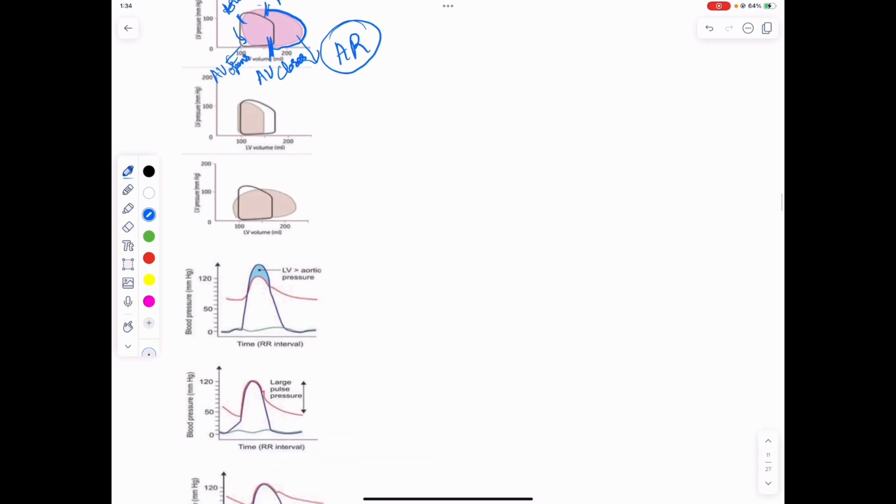Now we move on to the next part, that is left ventricular pressure. So what are we dealing with? See, at this point it is getting thin, so we know that we are dealing with stenosis. Here it is getting thick, so we are dealing with regurgitation.